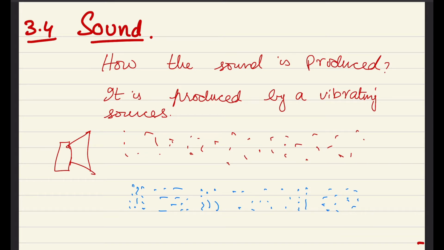All right, now we have to discuss the nature of the sound waves. I have already described the compressions and the rarefactions. When the disturbed particles are close to each other, they are called compressions, and when the disturbed particles are away from each other, they are called rarefactions. Now let's discuss the type of the sound wave.